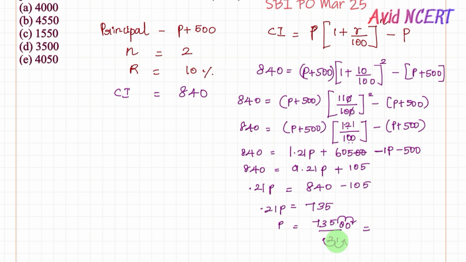Now I'm just going to simplify this. For 21 we can use the 7 times table or the 3 times table, whichever is easy for you. I'll go with the 7 times table. 7 times 3 is 21, 7 times 1 is 7, 0, 7 times 5 is 35, 0, 0. Again 3 times 1 is 3, 3 times 3 is 9, the difference is 1, 3 times 5 is 15, 0, 0. So the value of P we have got is 3500.